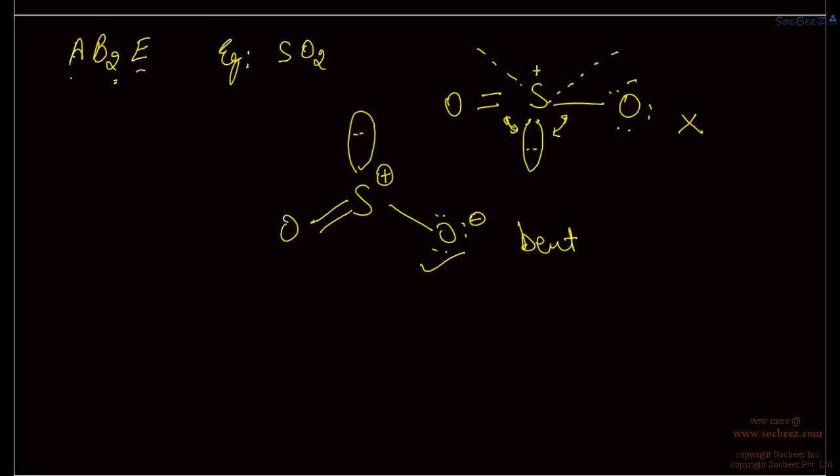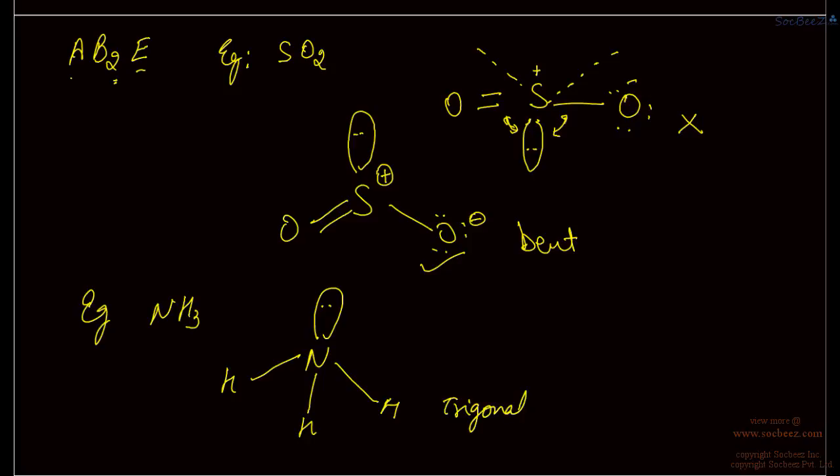For example, AB3 type, NH3. There is a lone pair on nitrogen, and hence the hydrogens should be arranged such that they occupy the corners of a tetrahedron, and hence this molecule is trigonal pyramidal. The structure is AB3E type. We are not going to discuss further structures like AB4E or AB2E2. Just keep in mind that the structure should be such that the repulsion gets minimum.